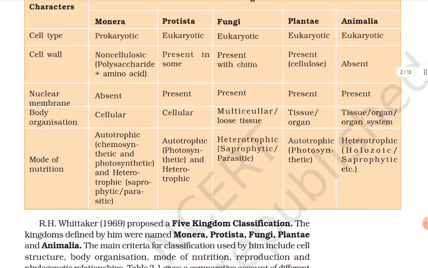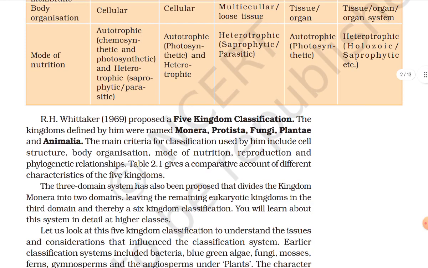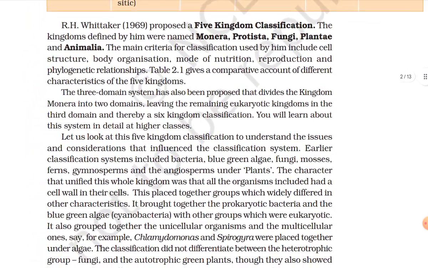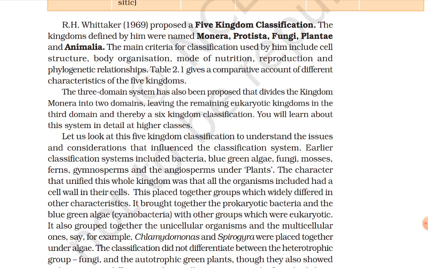Mode of nutrition is autotrophic and heterotrophic in Monera and Protista, heterotrophic in fungi, autotrophic in Plantae, and heterotrophic in Animalia. R.H. Whittaker in 1969 proposed a five-kingdom classification. The kingdoms defined by him were named Monera, Protista, Fungi, Plantae, and Animalia. The main criteria for classification used by him include cell structure, body organization, mode of nutrition, reproduction, and phylogenetic relationship. Table 2.1 gives a comparative account of different characteristics of the five kingdoms.